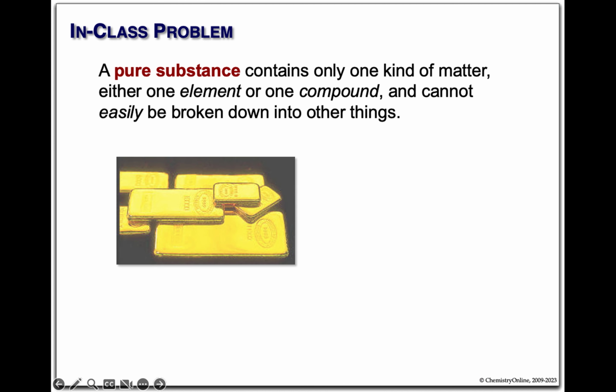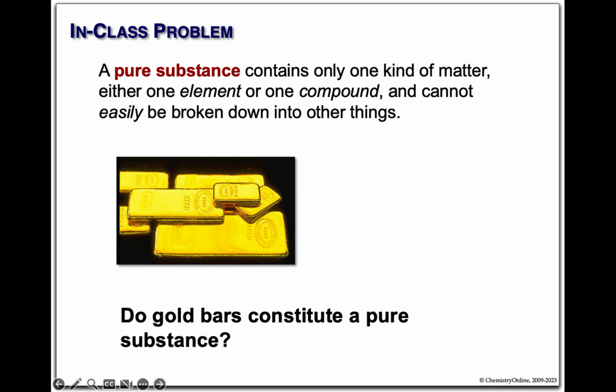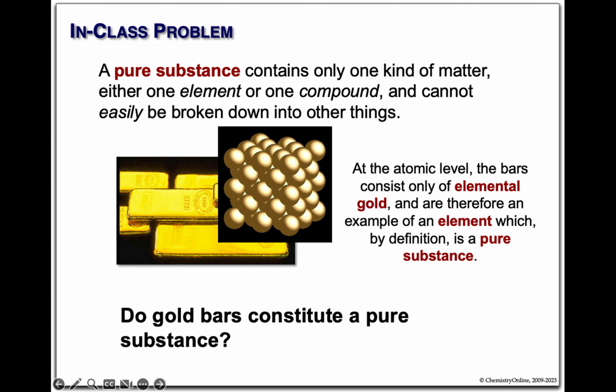These are gold bars. As I look at them, they're all different, aren't they? Are these gold bars a pure substance? Well, they are, because they meet the definition of being an element. If you look at this on the atomic level, it's simply an array of gold atoms. It's a pure substance.